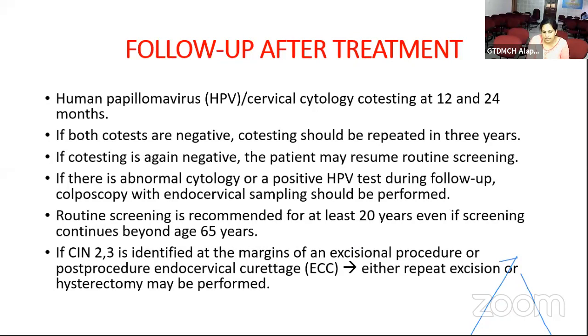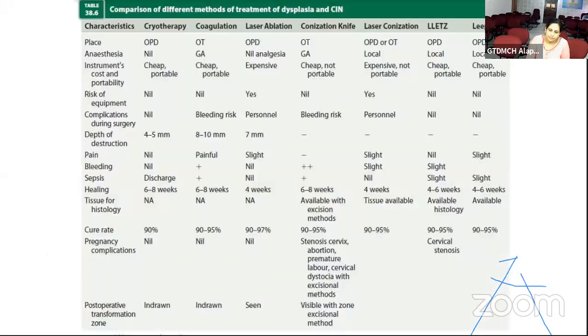If CIN 2 and 3 is identified at the margins of an excisional procedure or on endocervical curettage, either repeat excision or hysterectomy may be performed. That is, for repeated or recurrent high-grade lesions, when the family is completed, it is better to go for hysterectomy. This is a comparison of the different treatment management protocols available, and you can see that the commonly recommended excisional procedure is LEEP.